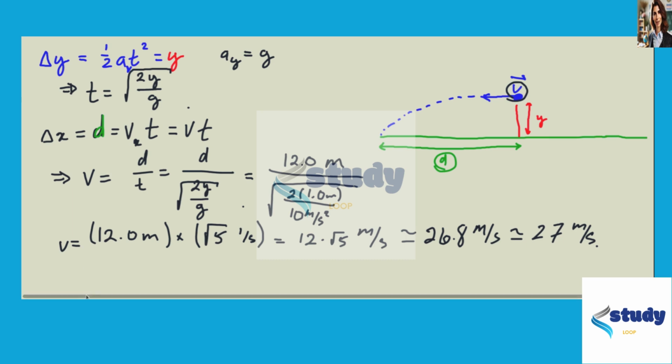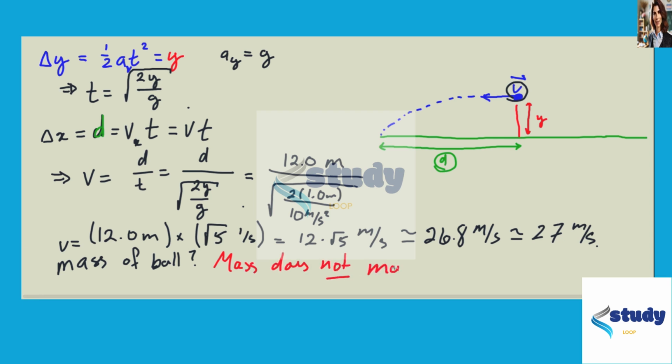Now it also asks you to determine, well, does the mass matter? But as you see in all these equations, mass never comes in. So provided that it's traveling at this velocity, it doesn't matter what mass it is. But you'll get that the mass does not matter in this problem. And that concludes then this problem.